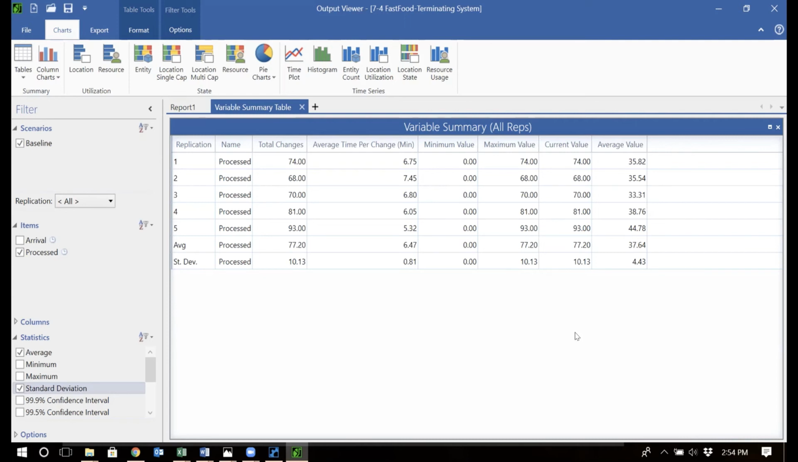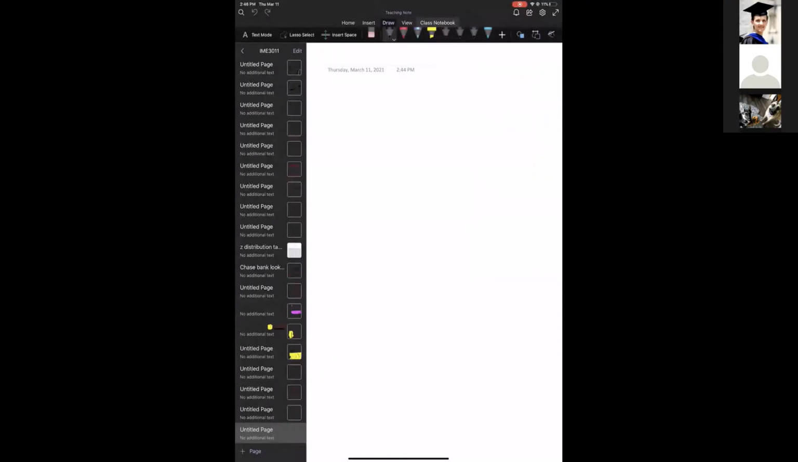And for that, you have to let me connect my iPad in a second. So our variable, our random variable, something that is variable, we don't know exactly the value, is number of customers processed in a day.